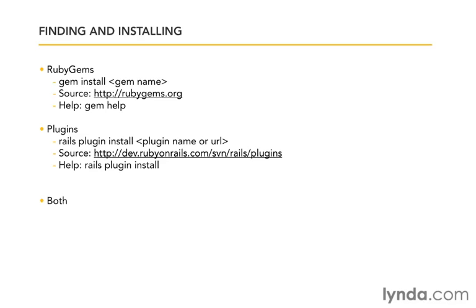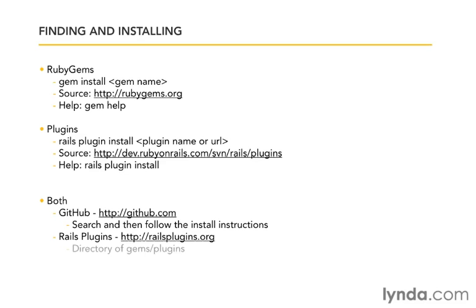Now, a lot of gems and plugins also can be found in two other places you should know about. GitHub at github.com is a popular location for hosting source code for Rails projects, and you can search GitHub for code and then follow their installation instructions. It should tell you if you should install it as a gem or a plugin. Rails plugins at railsplugins.org is a searchable directory of gems and plugins. Most importantly, it includes information about compatibility. So if you want to know if a certain gem is compatible with Rails 3.0, well, this should tell you.